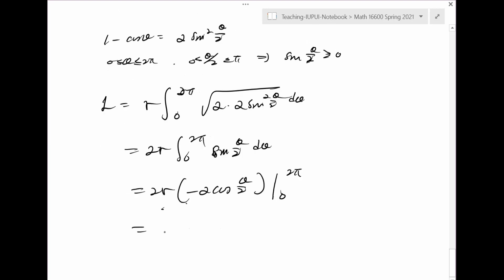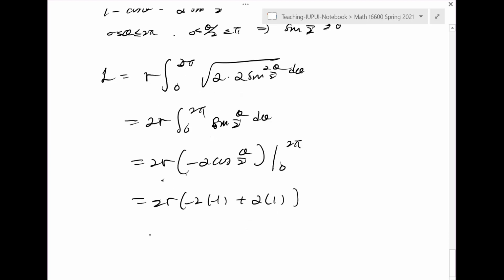Cosine pi is negative 1, and plus twice cosine 0 is positive. So actually here you get 2 plus 2, you get 4. 4 times r is 8r. So 8r is the length. No pi here. Surprised? Yeah.